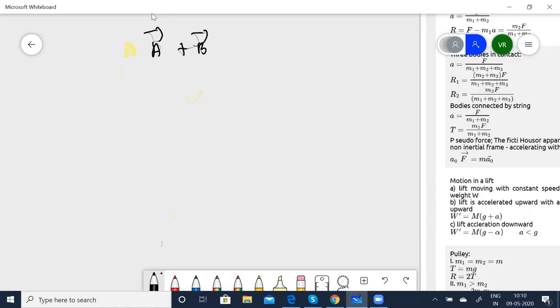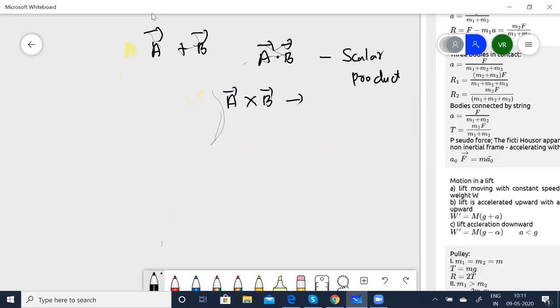But when it comes to the multiplication part, you have 2. That is A vector dot B vector, which is now going to be the scalar. This is called the scalar product. Same way, A vector cross B vector is now going to be the vector product. That is called the vector product.